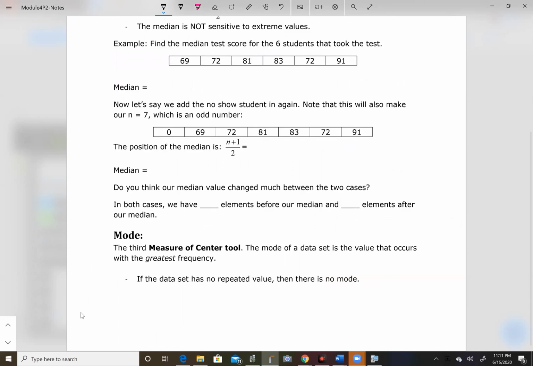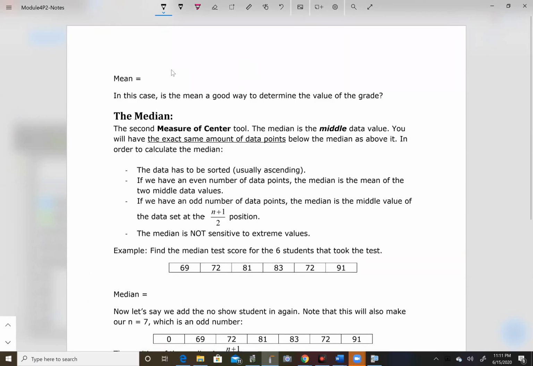All right. So that's what it wanted here. So in this case, 66.86.